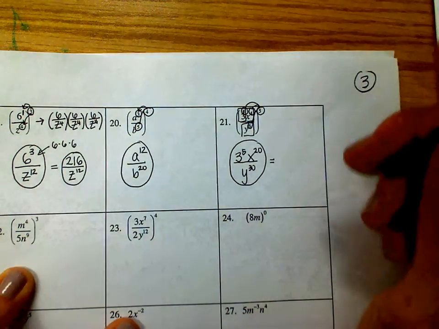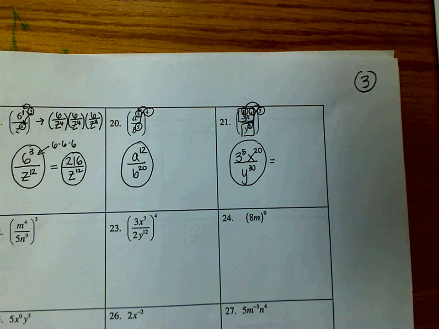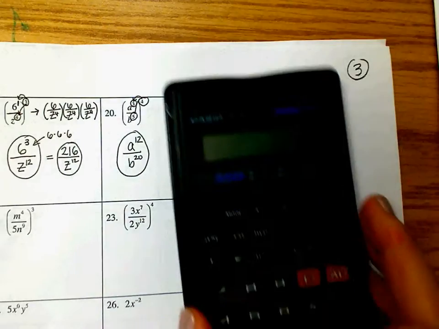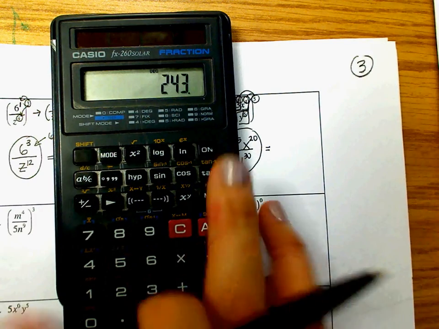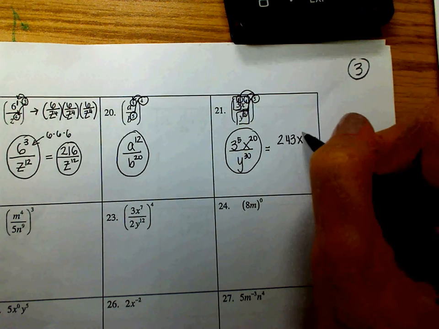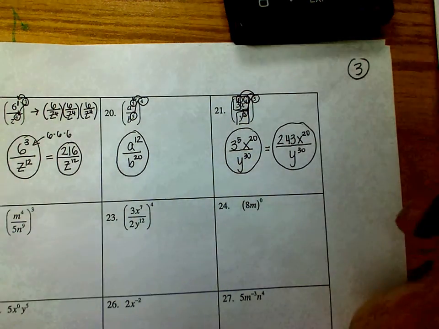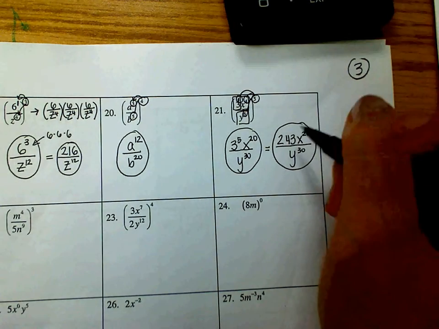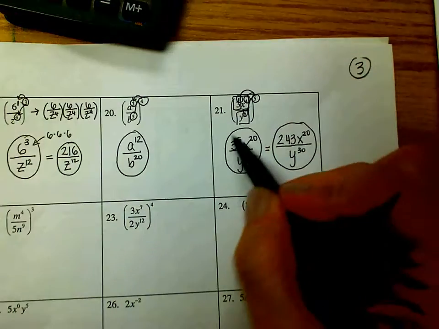So I'm going to grab a calculator. Okay, 3 to the 5th, which is 243. So another way to write this is 243 x to the 20th power all over y to the 30th power. And that's another way to write it. So either one of these should be acceptable, but it depends, like on a multiple choice, what they do with the numerical expression there.